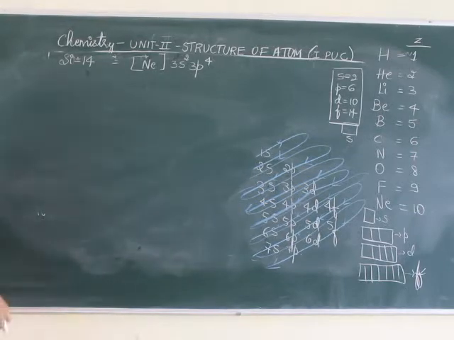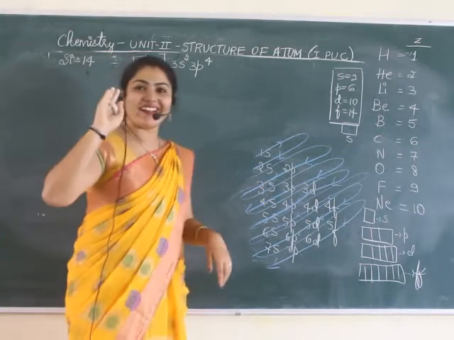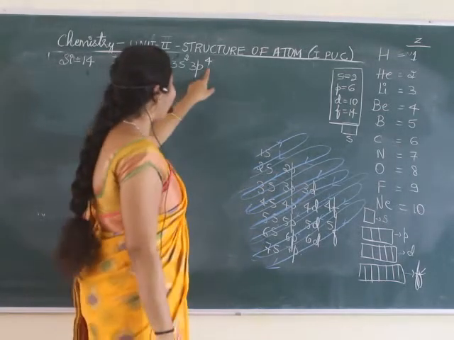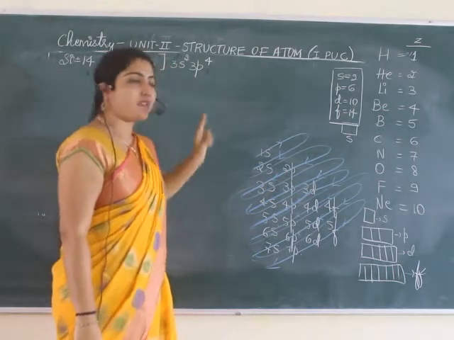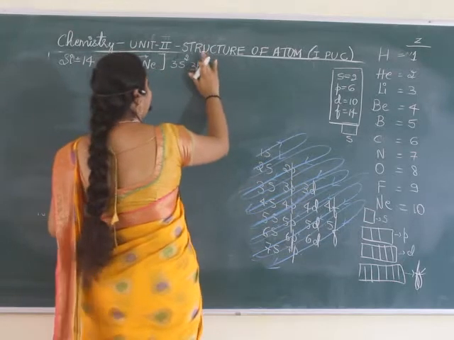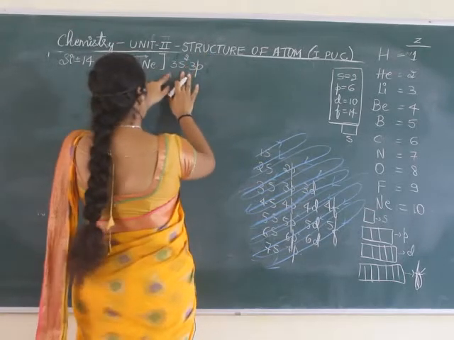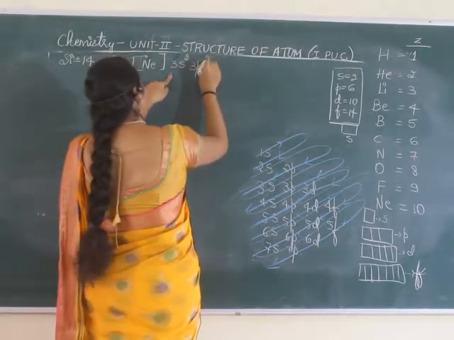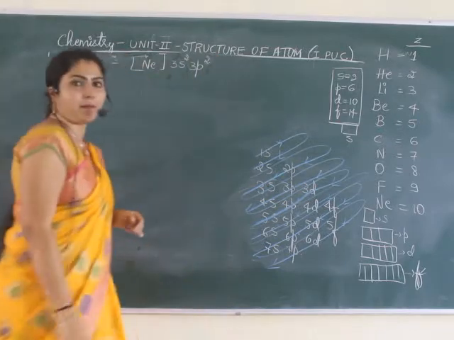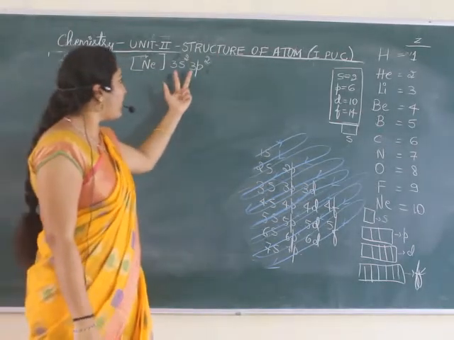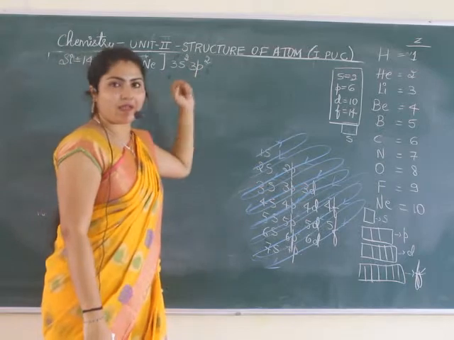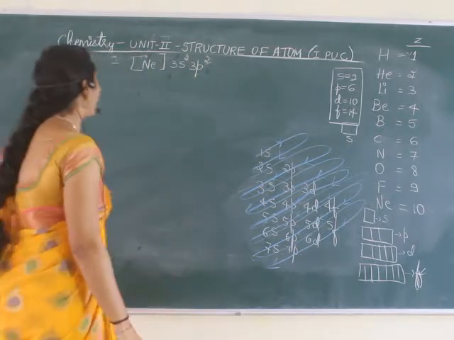Okay, in the previous one, I'm sorry, that was for the other one. Now here 3p, previous one was 3p1, 13. Now 10 plus 2, 12 plus 2, 14. Clear? So which are the valence electrons here? Valence electrons are 3s2 and 3p2.